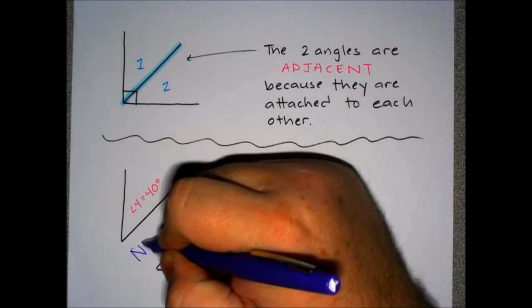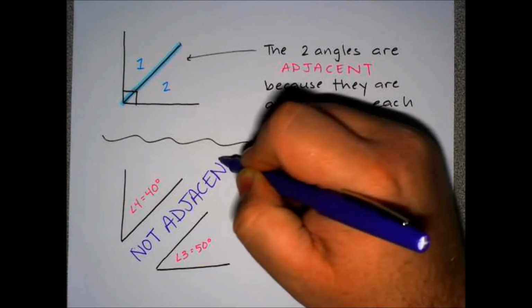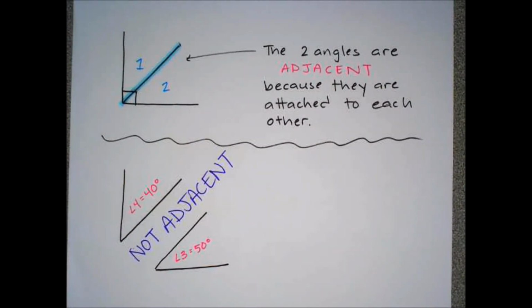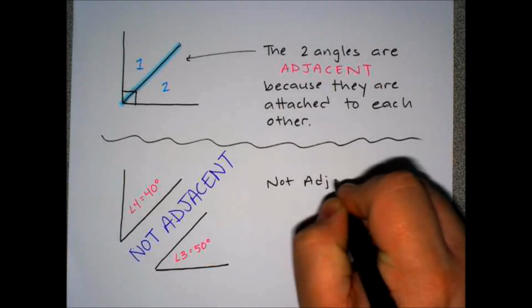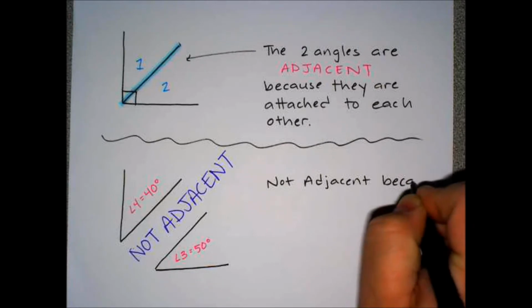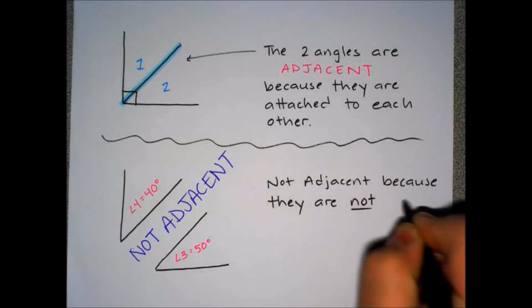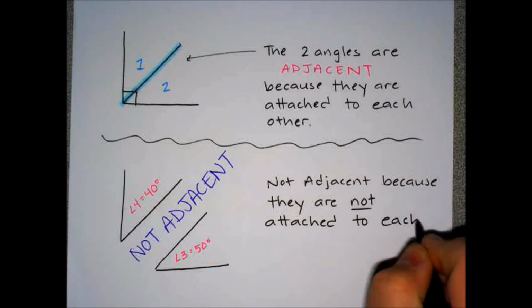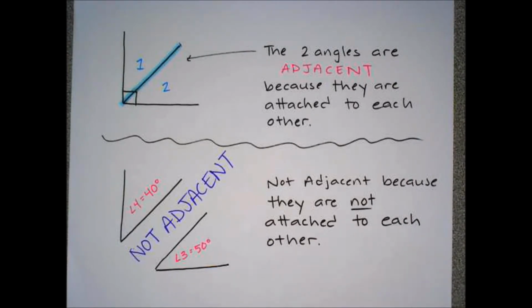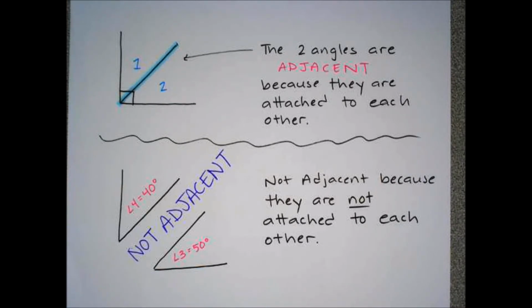They're not adjacent, because there's that space in between. They're not attached to each other. So again, another way to label angles is by saying if they're adjacent or not.